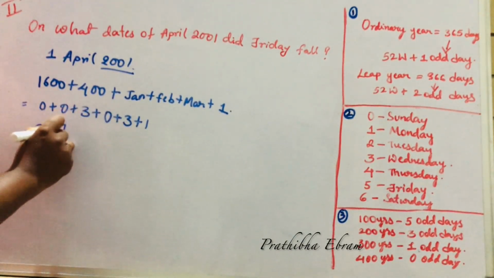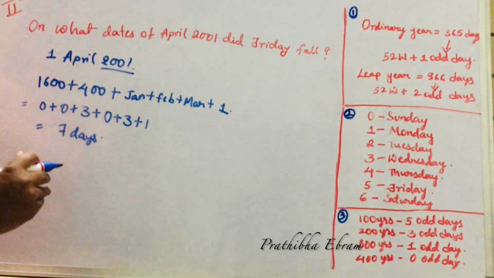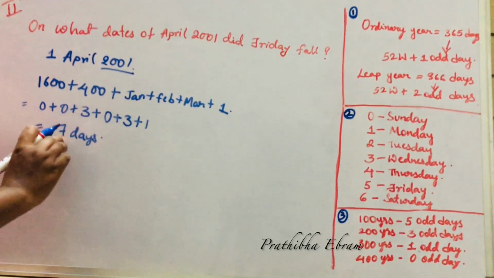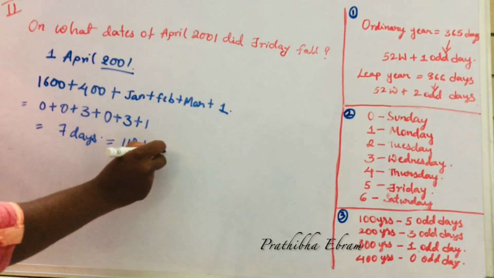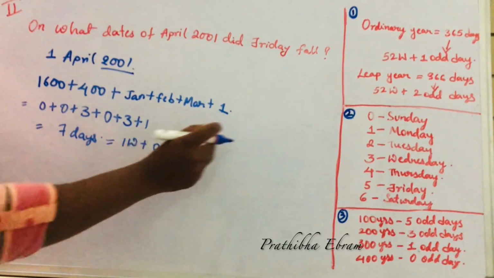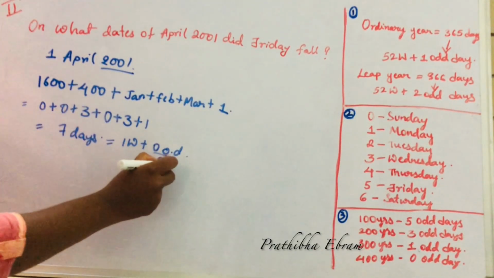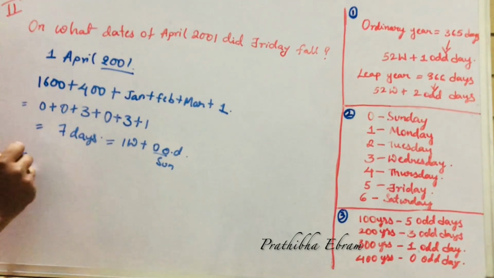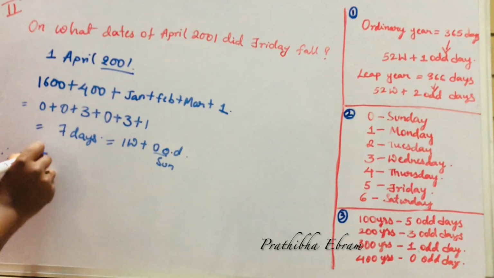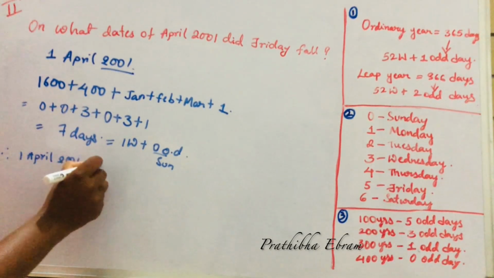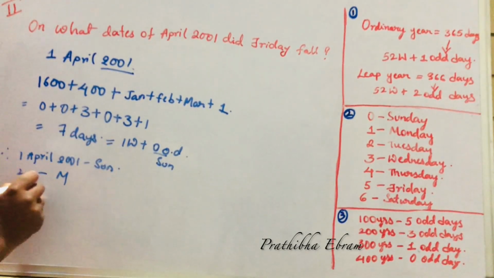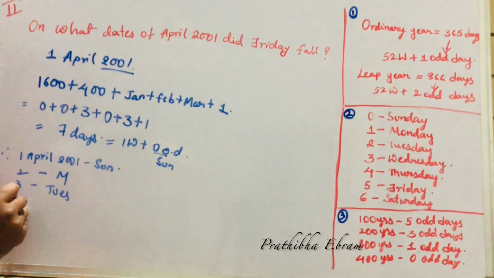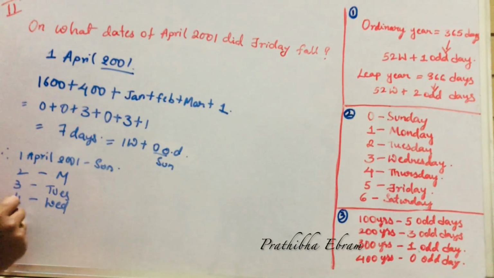Now if you add all this, you get 7 days. To get the number of odd days, you have to divide this 7 days by 7. Then you will get 1 week plus 0 odd days. Now this 0 odd day is nothing but Sunday. Therefore 1st April 2001 is Sunday. Now 2nd is Monday, 3rd is Tuesday, 4th is Wednesday, 5th is Thursday, and 6th is Friday.